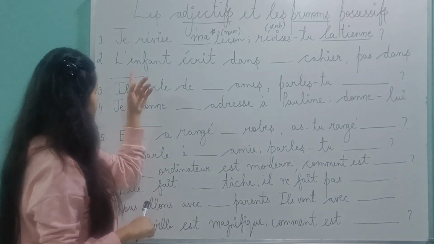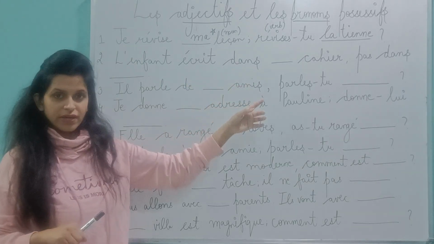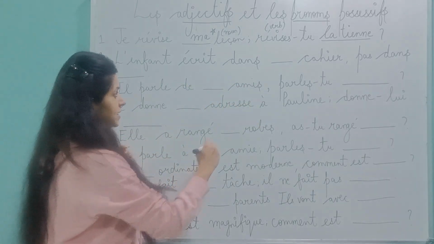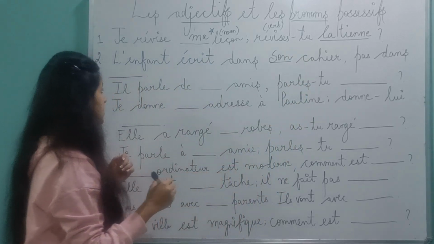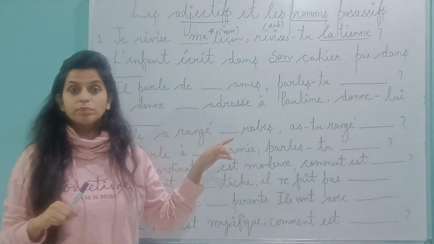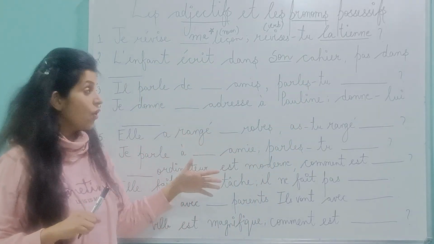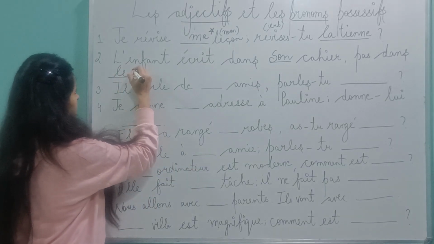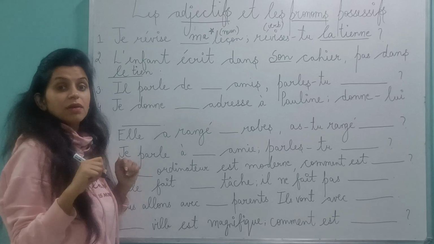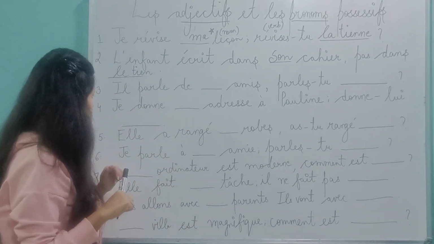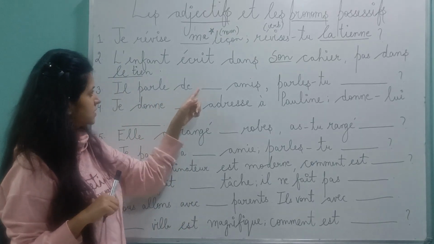Next part. L'enfant écrit dans dash cahier. The child is writing in dans son cahier, pas dans dash. He's writing in his notebook, not in yours. Pas dans la tien. So, cahier c'est masculine. That's why we've written the masculine version. The next one. Il parle de dash ami.